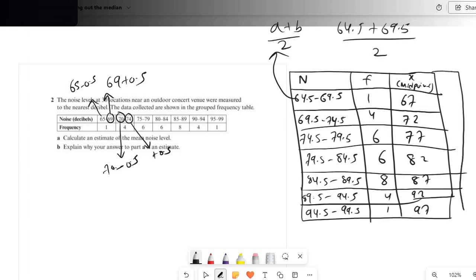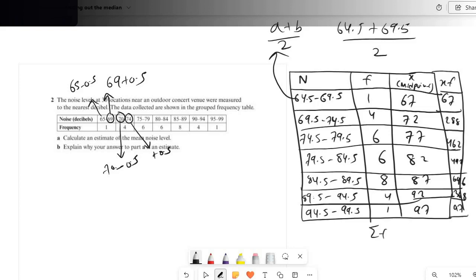Now let's compute the values of xf here, multiplying both of them. This is going to be 67, then we have 288. Similarly, we have 462, then 82 multiplied with 6 will give us 492, then 8 into 87 will be 696. 4 multiplied with 92 will give us 368. And finally, the last one will be 97.